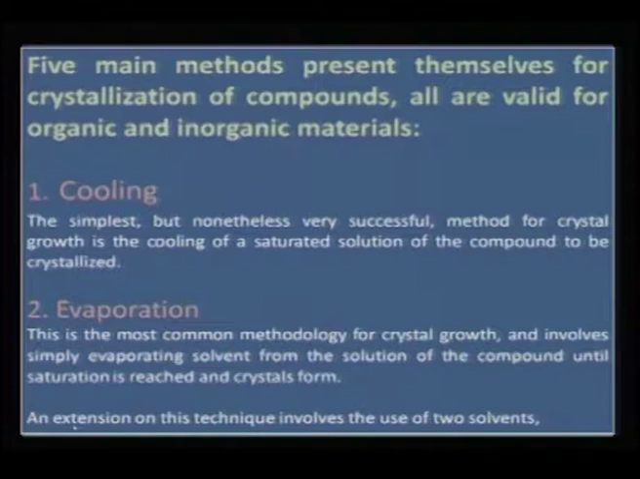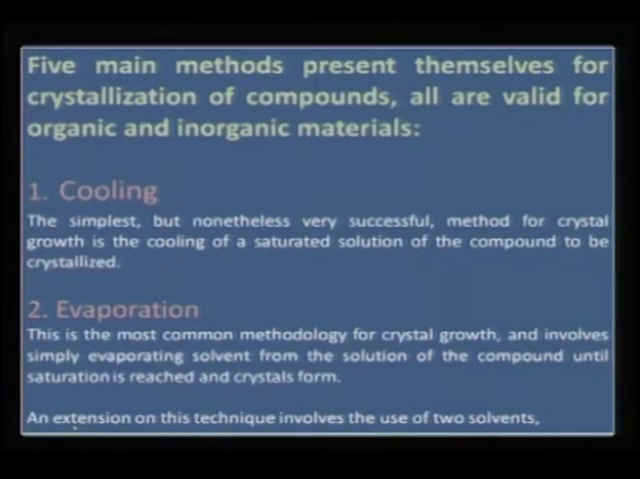Now, let us go through some definitions and some classification before we go into specific examples. From a lab point of view, or for a chemist, there are a few things that he needs to bear in mind when he thinks about making a crystal. So, five main methods can put most of the organic and inorganic materials into perspective.